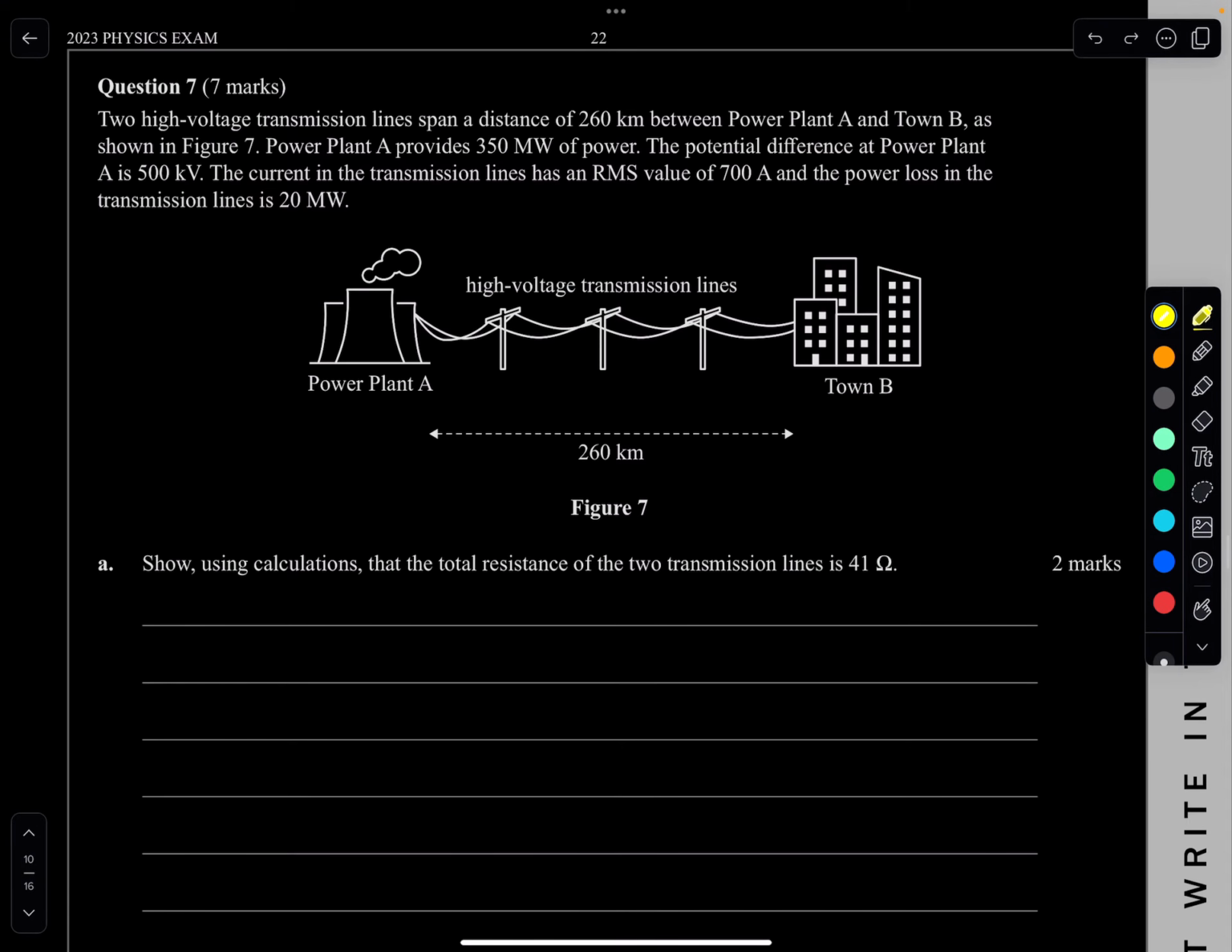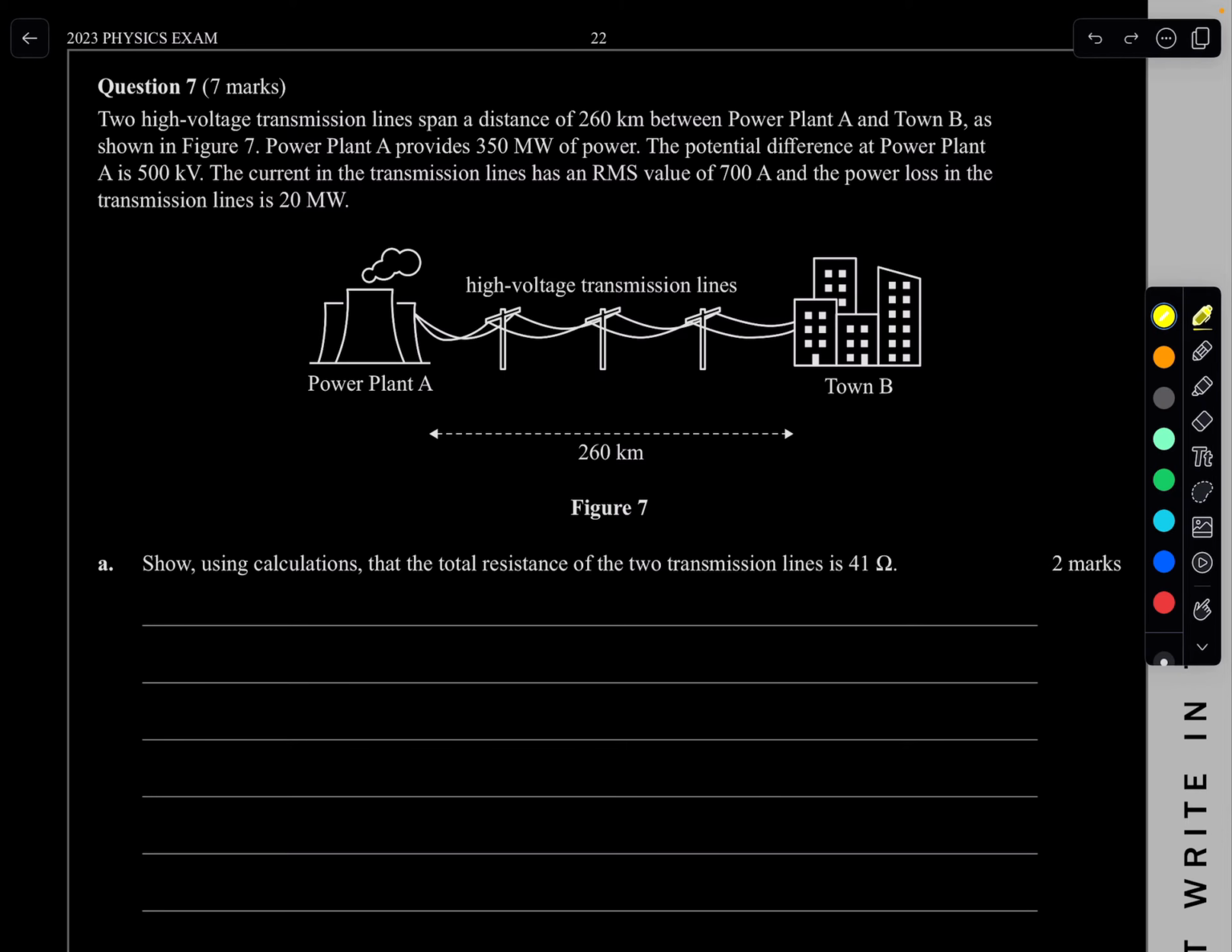So question 7. 2 high voltage transmission lines span a distance of 260 kilometers between a power plant A and town B as shown in figure 6. Power plant A provides 350 megawatts of power. The potential difference at power plant A is 500 kilovolts. The current in the transmission lines has an RMS value of 700 amps, and the power loss in the transmission line is actually 20 megawatts.